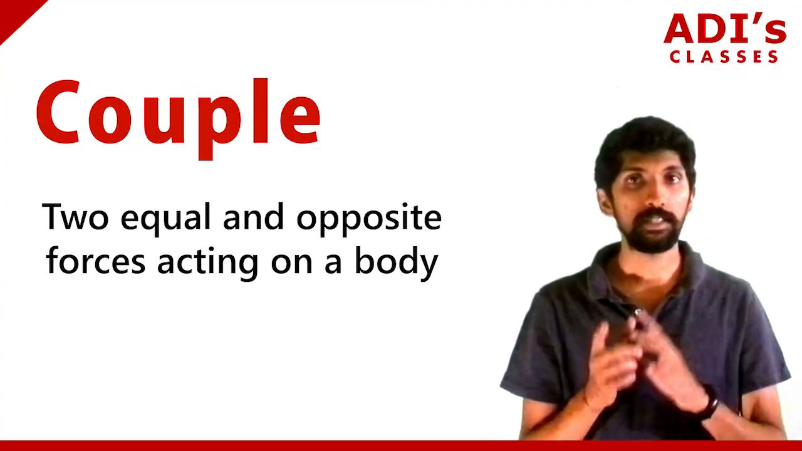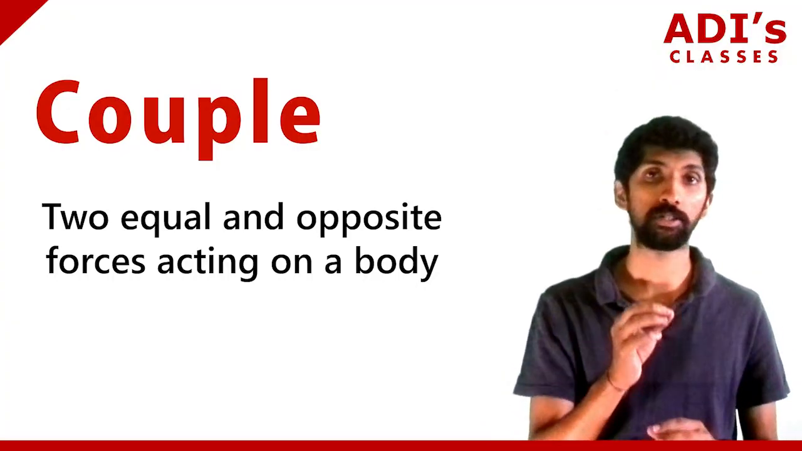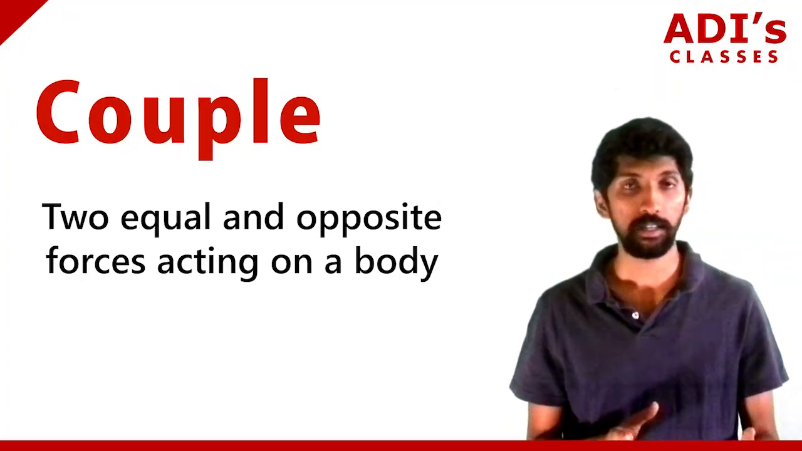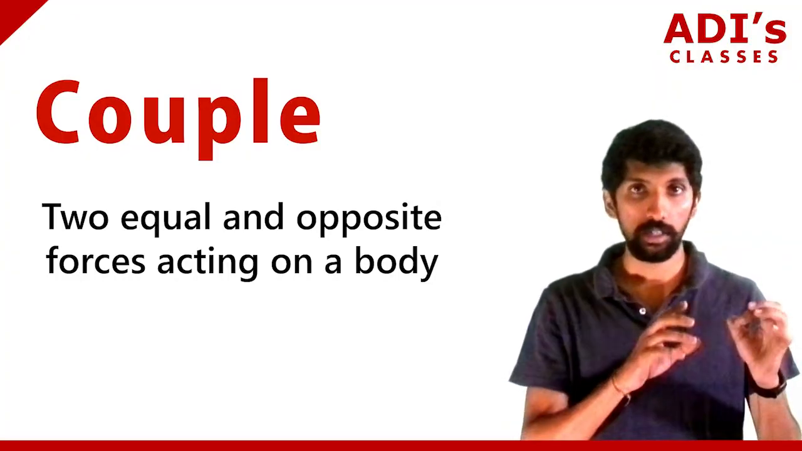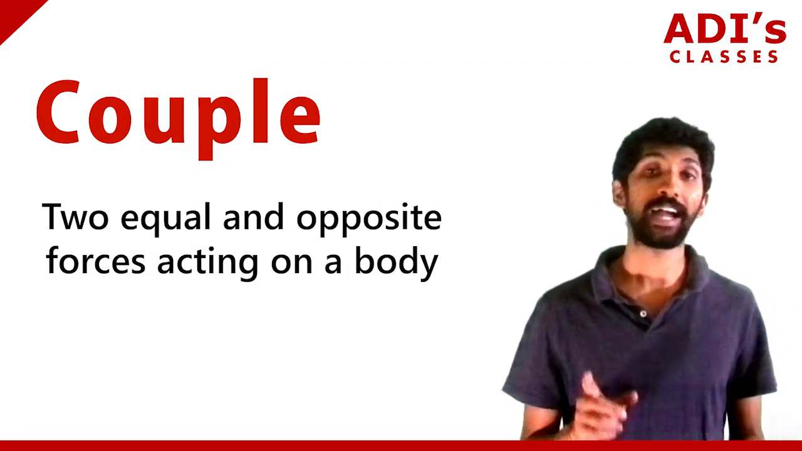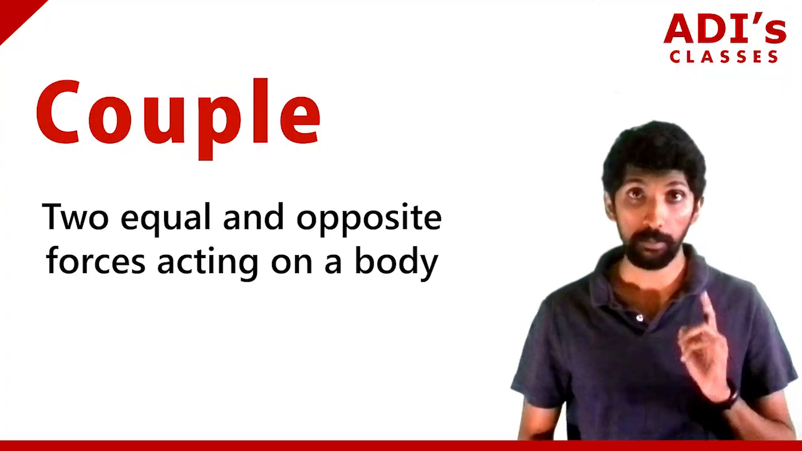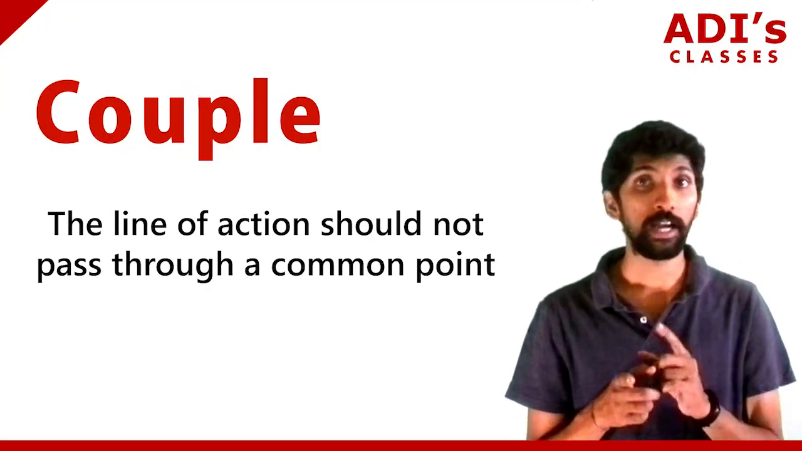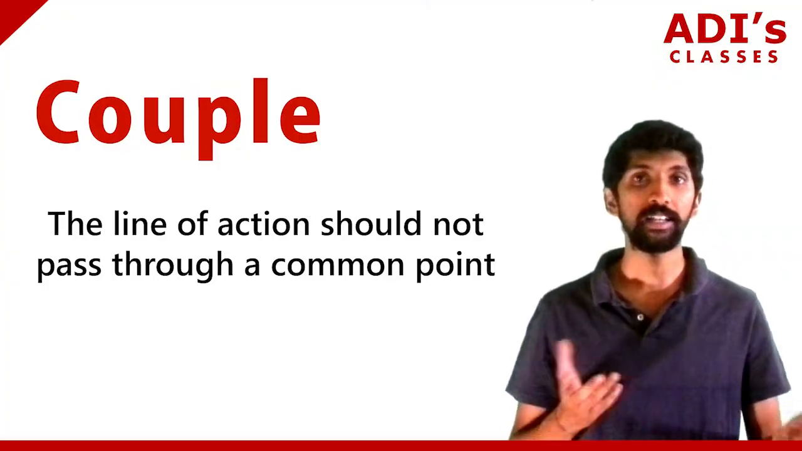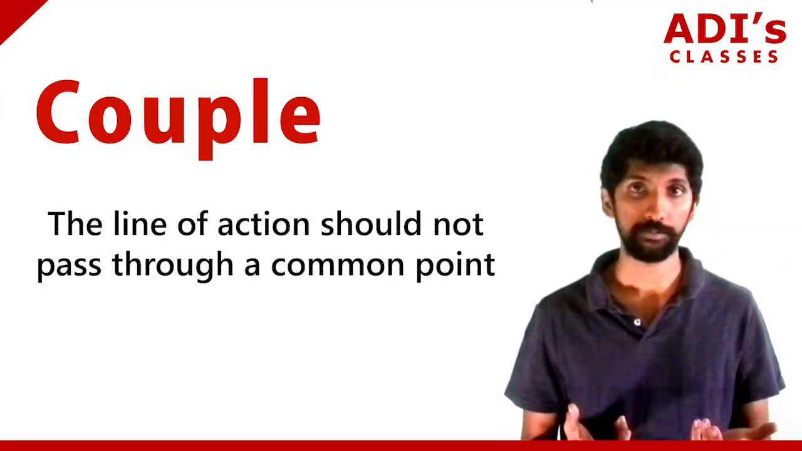Now, what is the direction of the object when a couple acts on a body? It forms a rotational motion, correct? Right? So here the couple, or two equal and opposite forces acting on a body, is basically a couple. But one very important point: the lines of action of the forces should not pass through a common point. Then it will cancel out. It should never be like this, where it will cancel out.